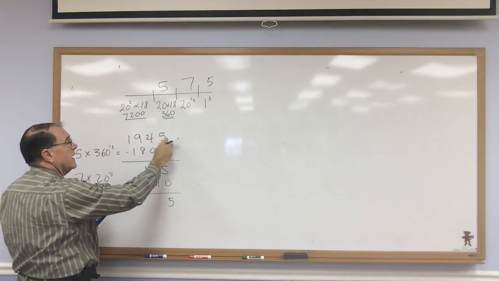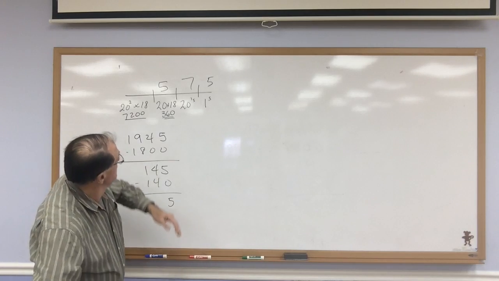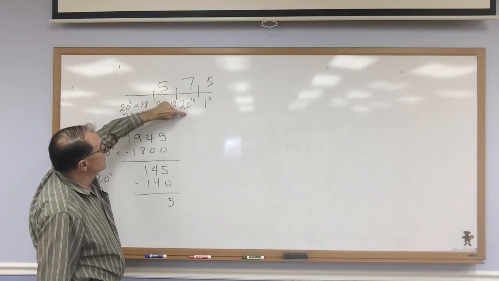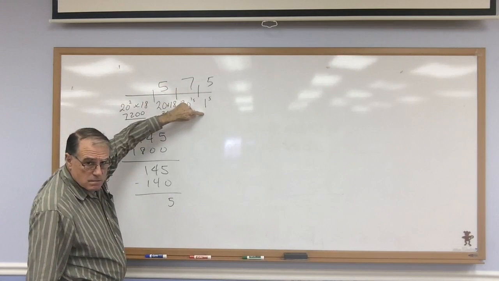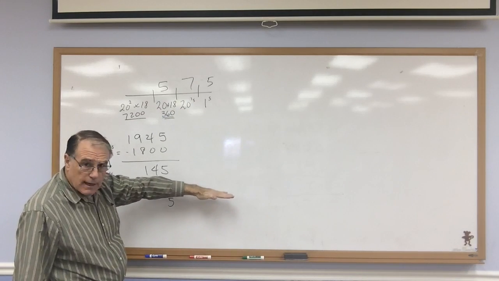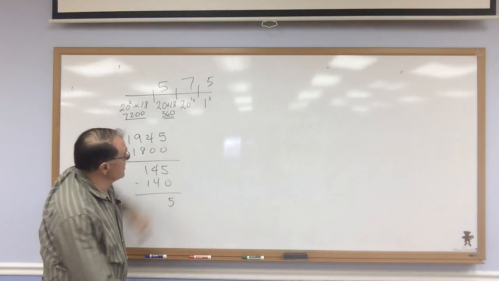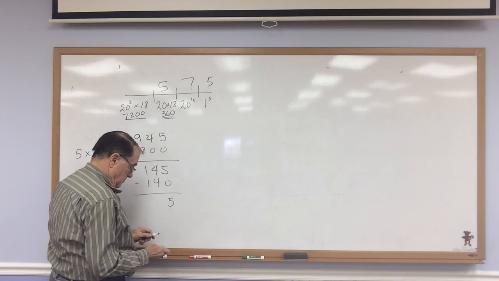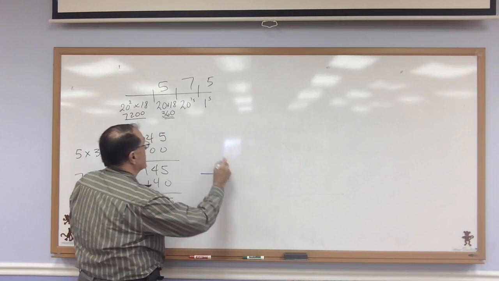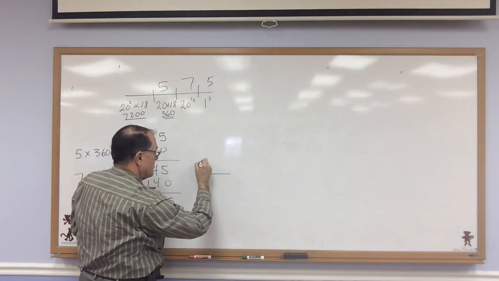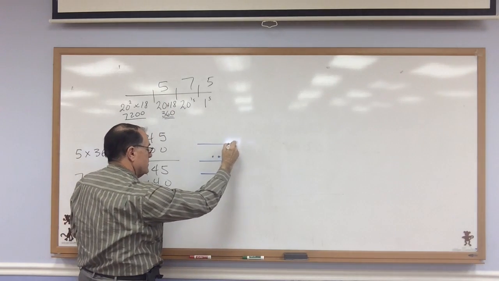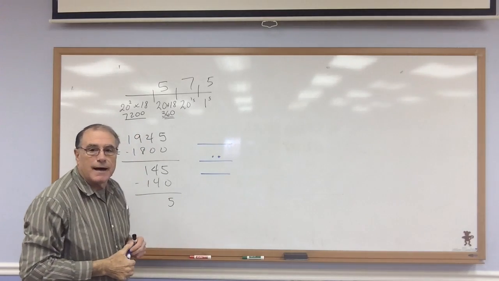So 1945 in base 10, in Mayan has 5 360s, 7 20s, and 5 1s. And now I will write this numeral in Mayan, remembering Mayan write from bottom up. So in the ones place, I have 5, and that would be a bar. In the next, I have a 7, a bar and 2 dots. And in the third place, a 5. So here's that numeral in Mayan.